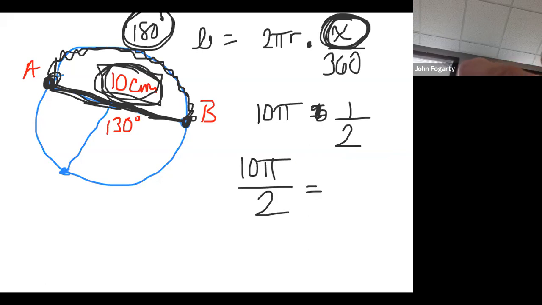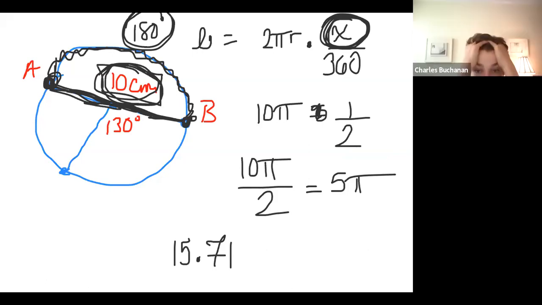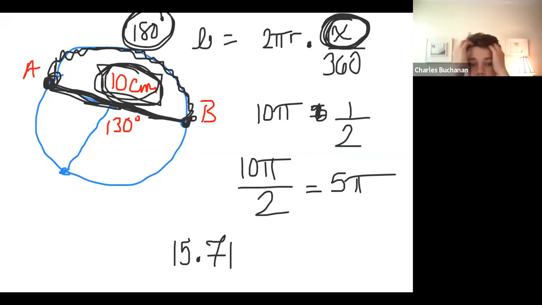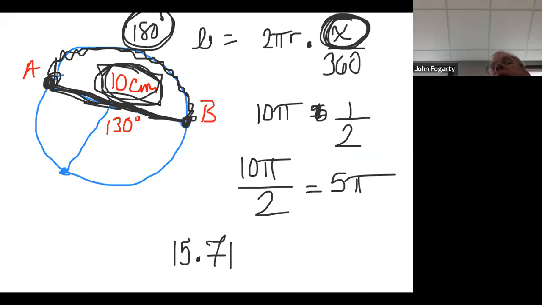5 pi. So 5 times 3.14. What do you got? 15 point 7. Something like that, right? And that's how long it is. That's a measure of length. That has nothing to do with measure of angles and stuff like that. But I got a little bit ahead of myself there.